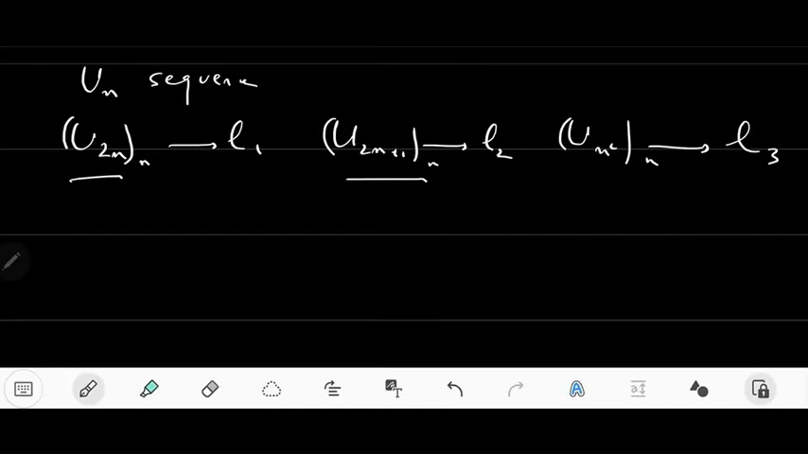So if they are convergent to the same limit, then all the terms are converging to the same limit, then un will be convergent to the same limit. So what we need to prove here is that first, u2n, u2n+1, and u_{n²} are converging to the same limit, otherwise un will not be converging. Then, once we have them converging to the same limit, we will deduce from the fact that u2n and u2n+1 together are converging to the same limit, that un is converging to the same limit. Okay?